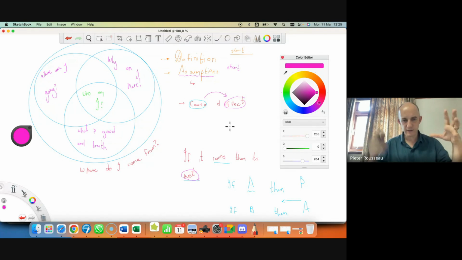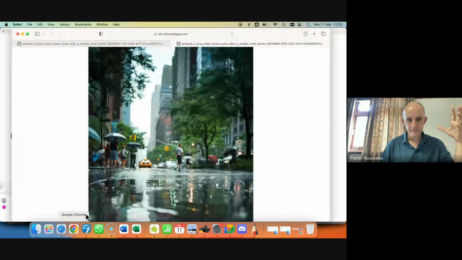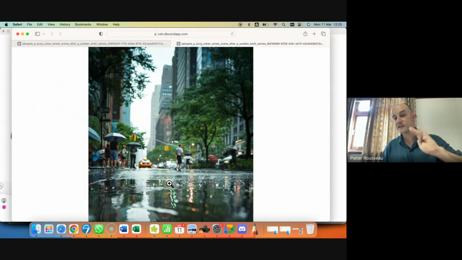So if I look at something, and now to get back to the picture, just the water alone, is rain a probable cause? Is it something that could have caused the wetness?